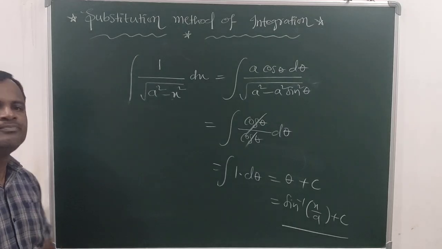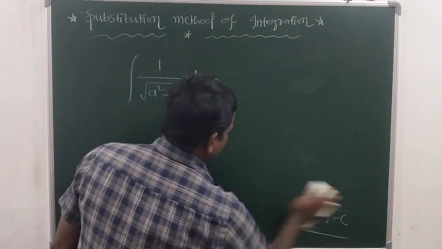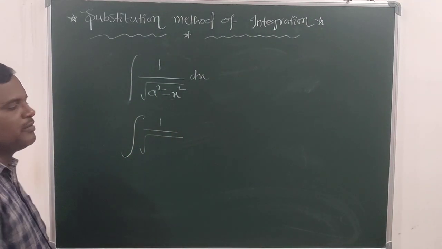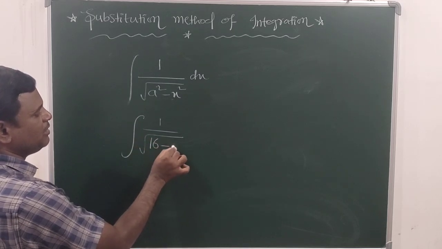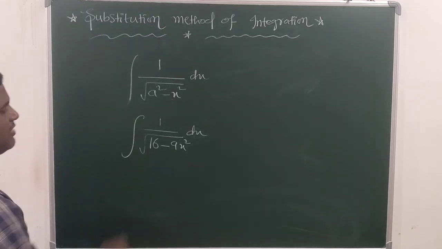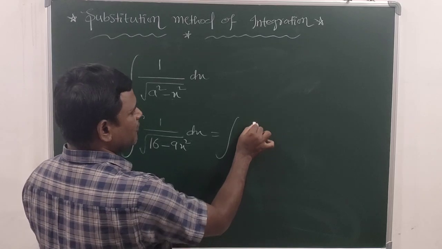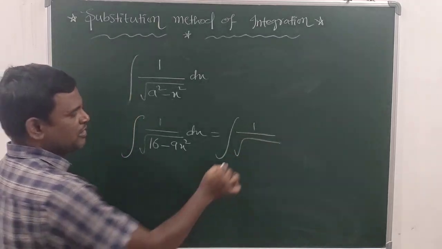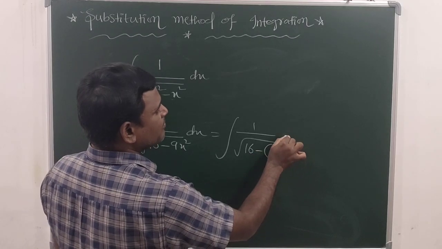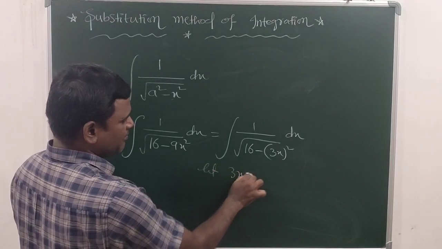Okay students, let us see one small example based on this. Integral of 1 by square root of 16 minus 9x square dx. If a function is given like this, how do you have to answer this? Integral of 1 by square root of, so here 16, this 9x square you can take as 3x whole square dx. So let us take 3x equal to t.